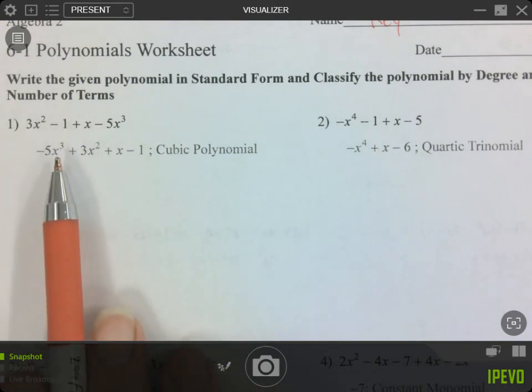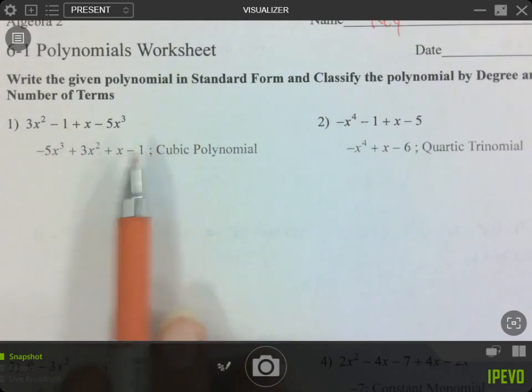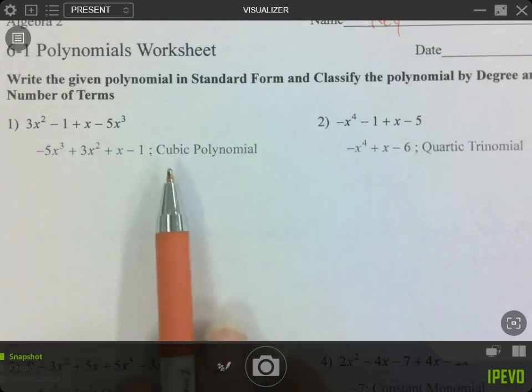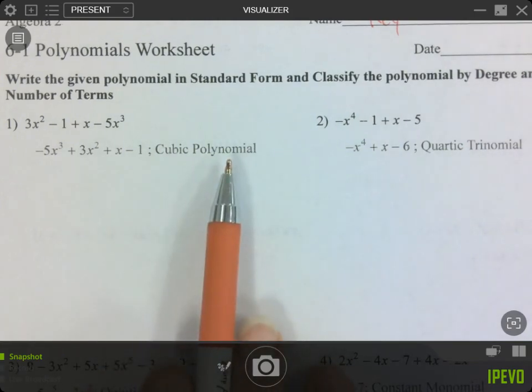And because there's a degree of 3, there's a degree of 3, degree of 2, degree of 1, and that has a degree of 0. The highest degree is 3, so the name of it is cubic, and there are more than four terms, so polynomial. So this is named by degree and named by number of terms.